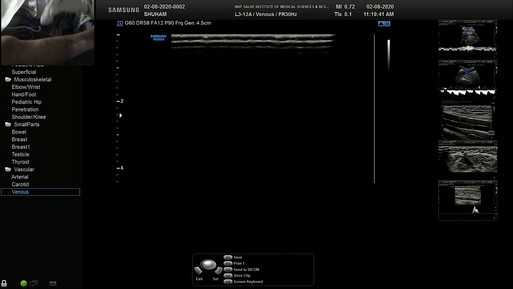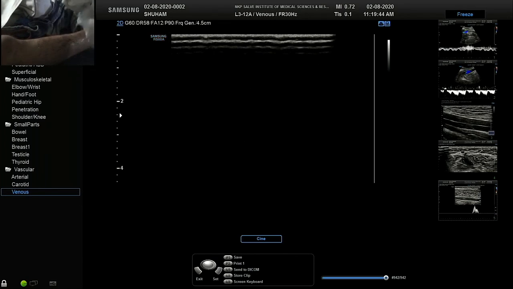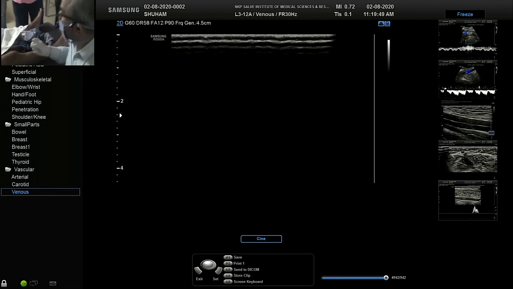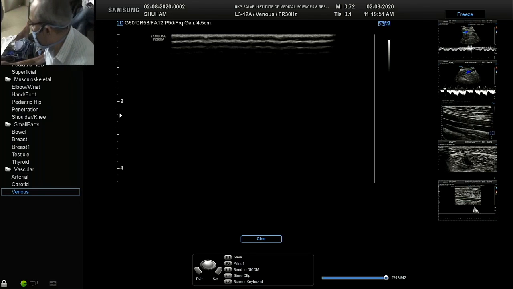So this almost completes our demonstration part on the lower limb venous system. Do we have a case? Yeah. So we have one more case for demonstration.